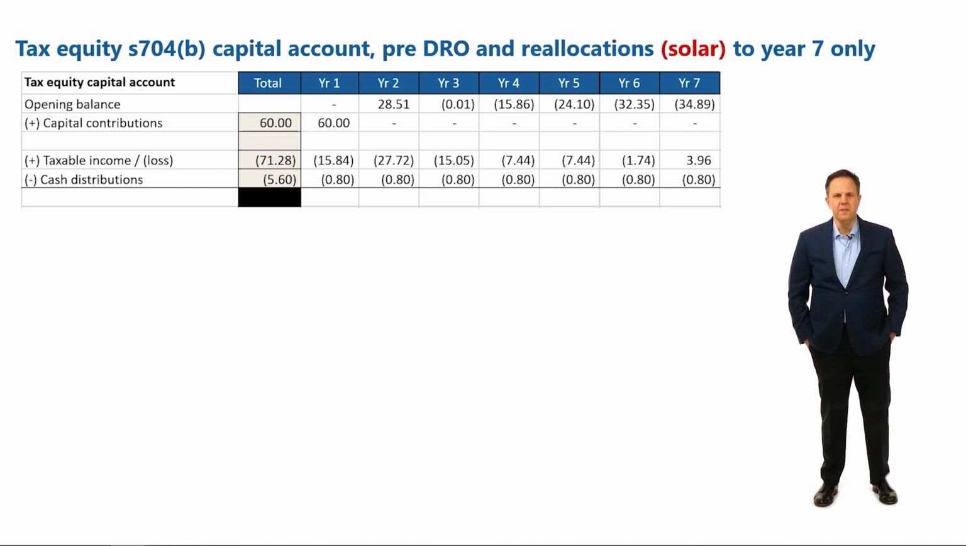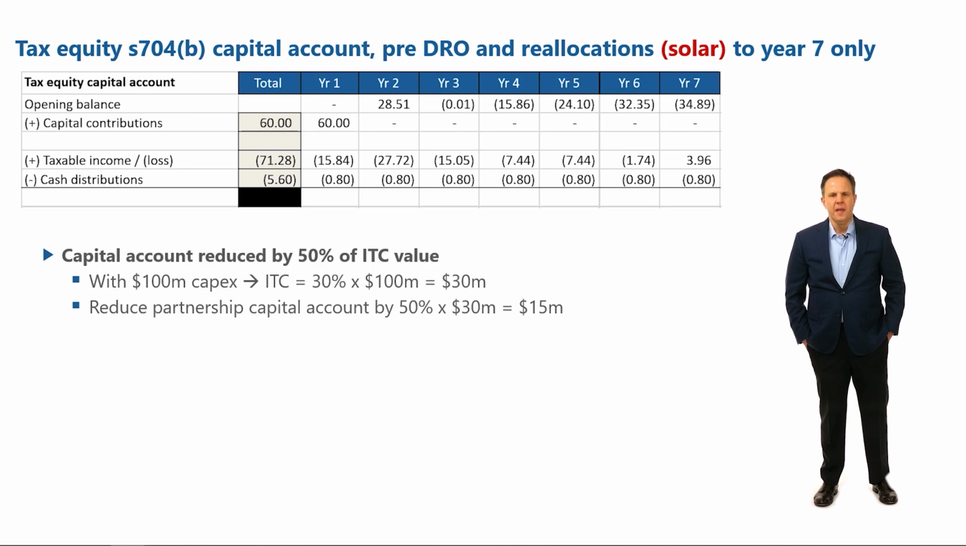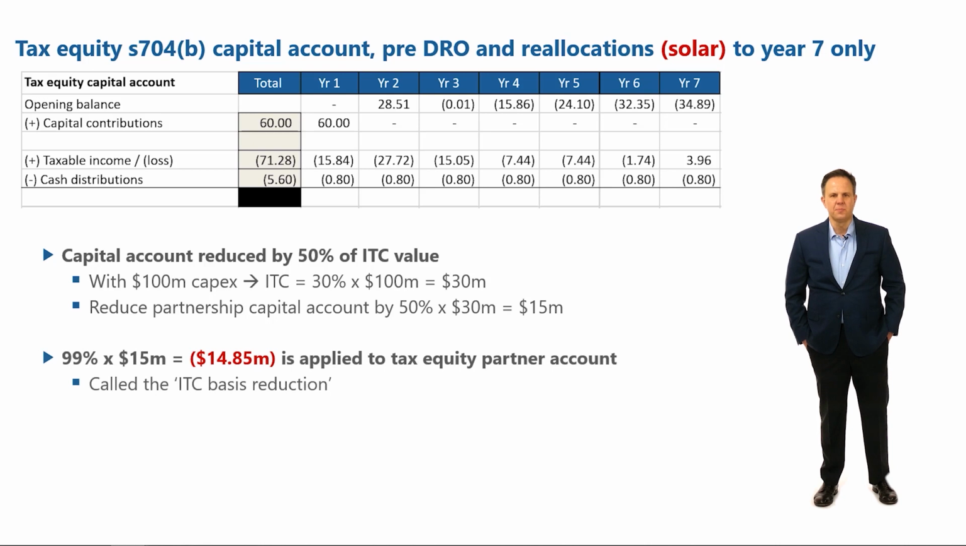First of all, when using ITC, for instance in a solar project, we need to reduce the depreciable basis by 50% of the value of the ITC. Assuming 100 million of eligible CapEx and a 30% ITC, the ITC itself is 30 million. Our total 704B partnership account basis would reduce by 50% of this, or 15 million in year one. And the tax equity investor receives 99% of this, called an ITC basis reduction. You can see the year one closing balance is lower than the wind project by the ITC basis reduction amount.